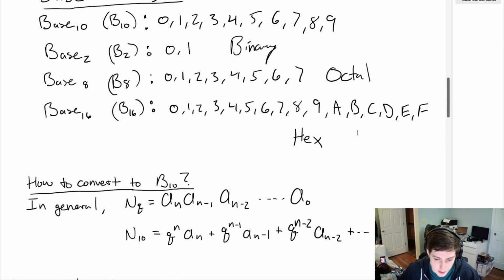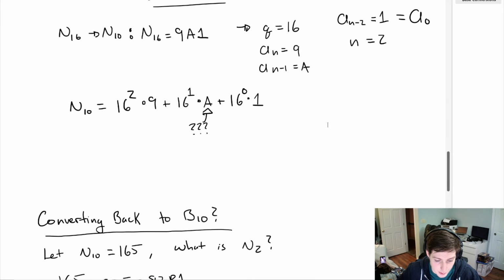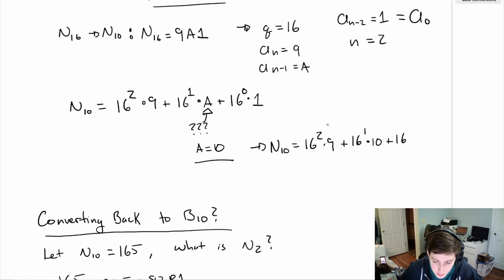here, where in this hex value, this A would be represented by a 10 because it would follow the 9. So then this A simply becomes a 10. And then we can say in base 10, that is equal to 16 squared times 9 plus 16 to the first times 10, plus 16 to the 0 times 1. And that's going to be equal to 2465.